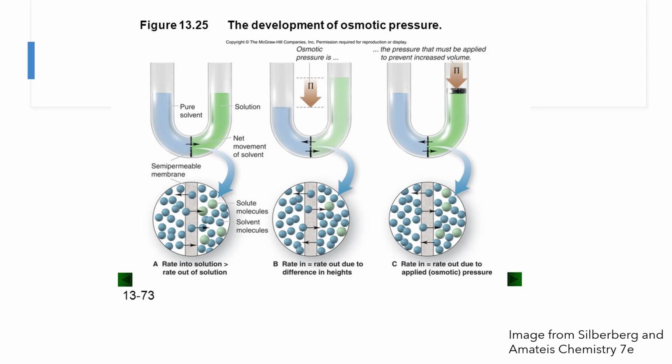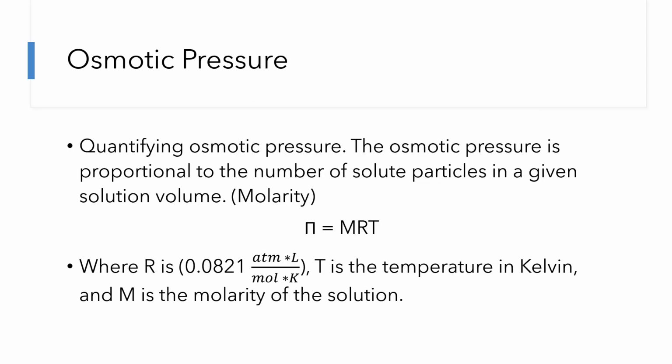Now, using this particular process and what osmotic pressure is, we can use it to relate to a variety of different things. So, to quantify osmotic pressure, we know the osmotic pressure, our symbol here, is going to be proportional to the number of moles of solute particles in a given solution volume. And our moles of solute over a liter of solution sounds like molarity, and that's exactly what it is. That's what our big M is here in our equation here.